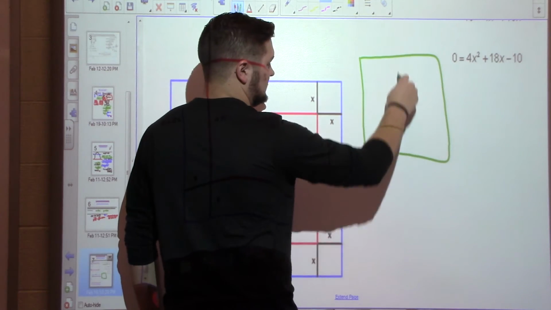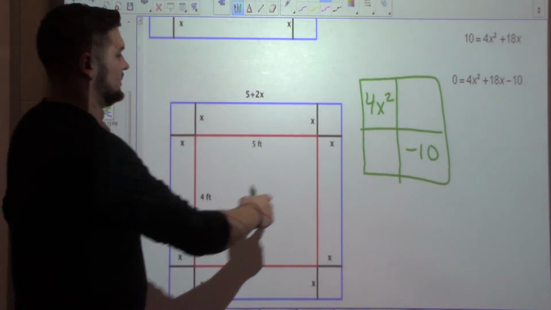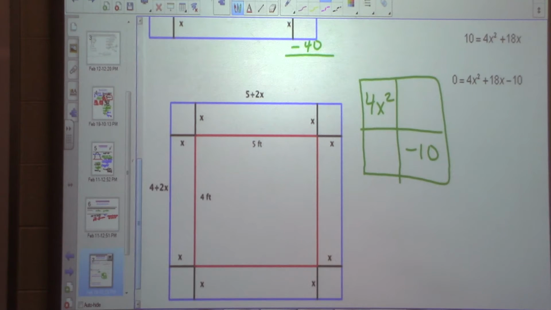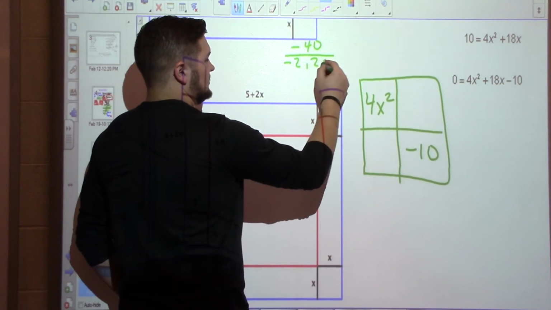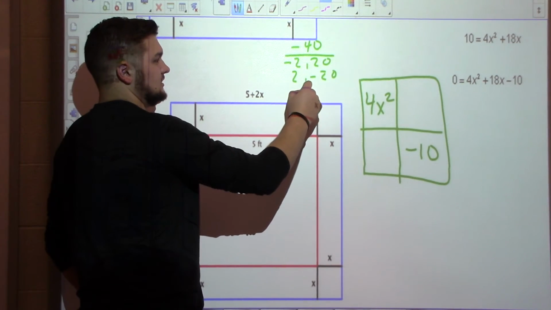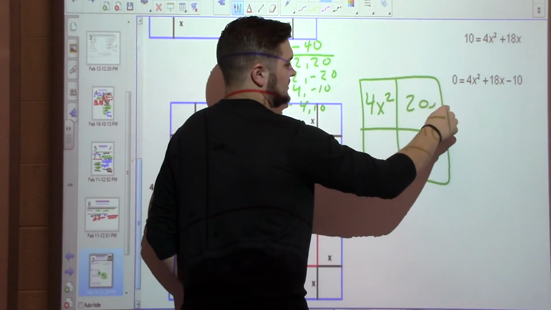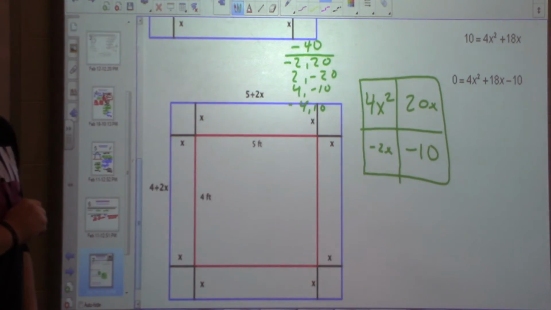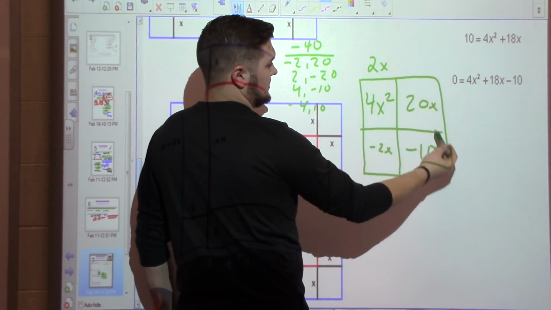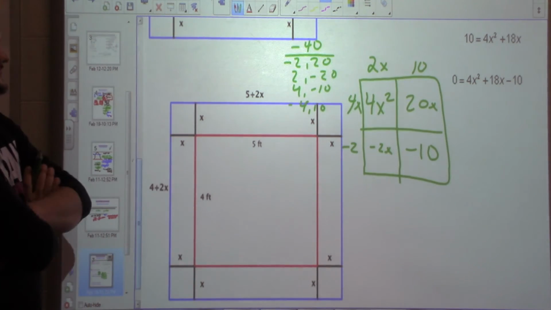If I do the box method, 4x squared, negative 10. 4 times negative 10 gives me negative 40. I need factors of negative 40. Negative 2 and 20. Well, you guys gave me the right ones right away. The factors have to add to 18. 20 and negative 2, so 20x, negative 2x, 2x and 10, 4x and negative 2.